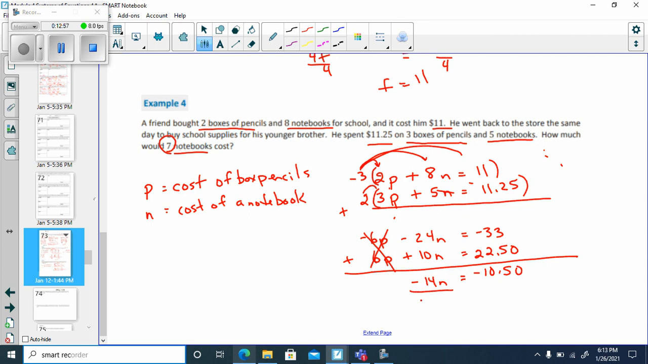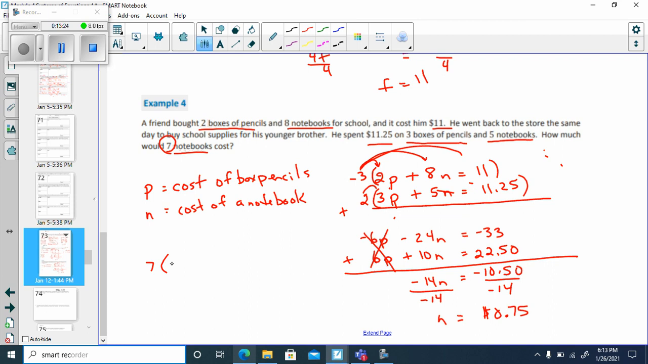Divide both sides by -14 to solve for N, which is the cost of a notebook. 1050 divided by 14 would give me 75. So the cost of a notebook then would be equal to $0.75, right? They asked me what 7 notebooks would cost.